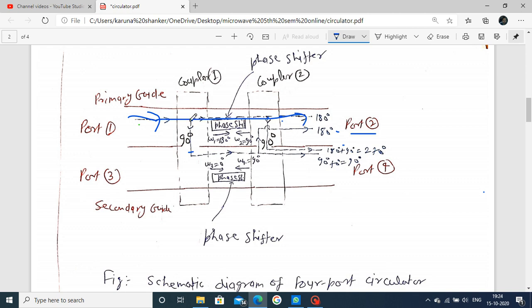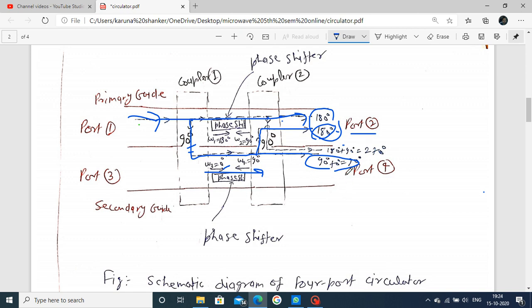Also, moving this one from primary to secondary, it moves towards port number 4. This introduces 90 degrees, this introduces 0 degrees, that's why this gives 90 degrees. Also observe this one, it also moves towards the primary side. Now this one is 90 degrees, this is 0 degrees, and this one is 90 degrees, which also introduces 180. Now these two waves come across at port number 2 in the same phase, that's why we get the power at port number 2.